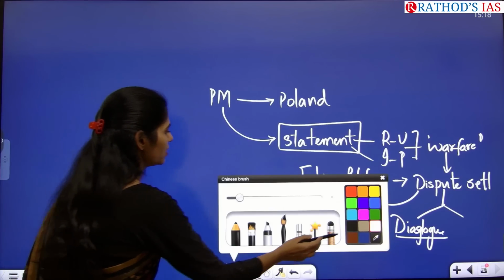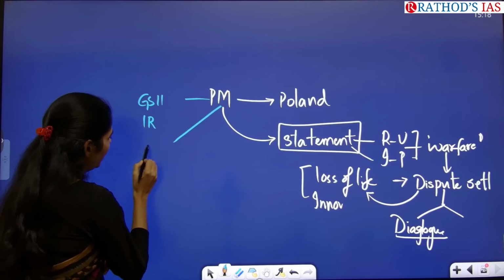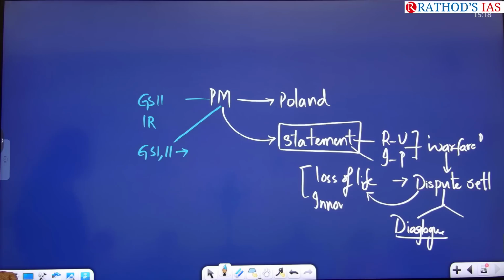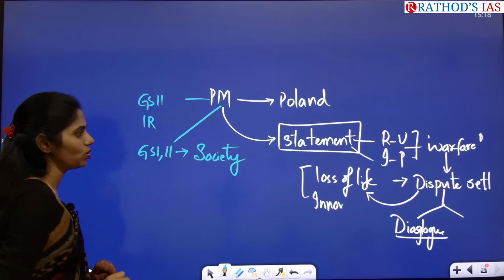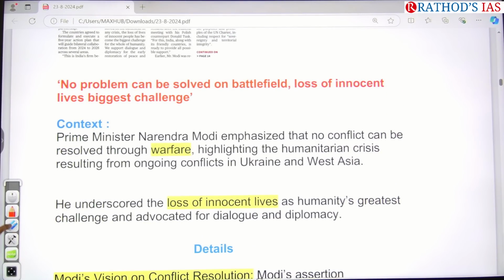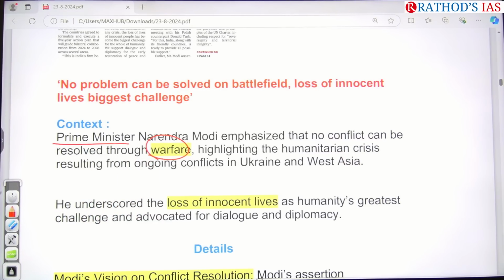So where can we connect this topic? GS paper 2, international relations, and even GS paper 1 and 2, what will be the impact of warfare on society? Impact of warfare on society. So these two things you can take into consideration. So let us see this article in detail. Our Prime Minister emphasized that no conflict can be resolved through warfare. So rather than resolving the dispute, it will lead to a humanitarian crisis, human rights violations, and loss of innocent lives.